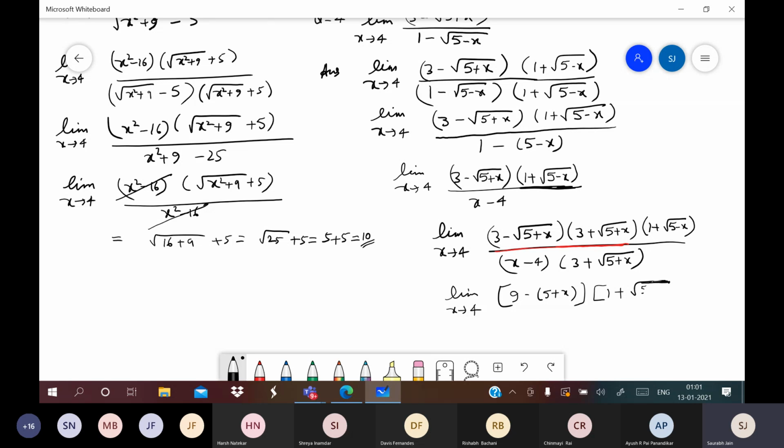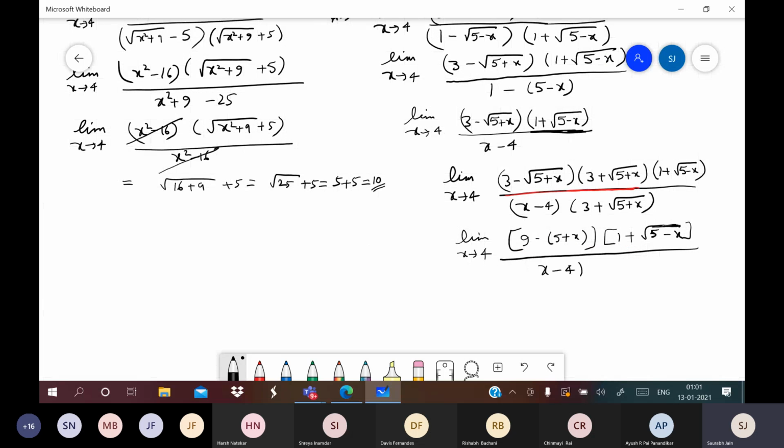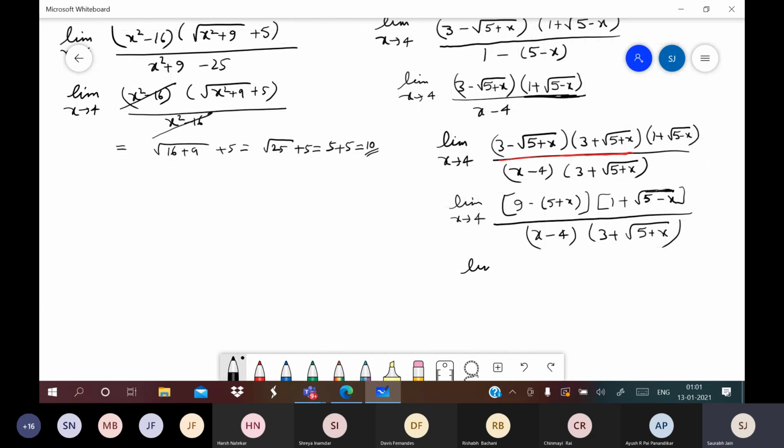Under root 5 minus x, and here it is (x minus 4) upon 3 plus under root 5 plus x. Okay, now what's there in the numerator? It is 9 minus (5 minus x), which is 4 minus x. This is 1 plus under root 5 minus x, divided by (x minus 4) into 3 plus root 5 plus x.